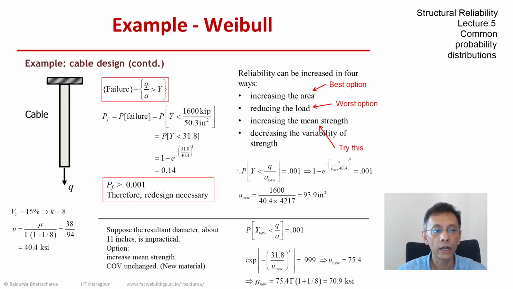So that gives us an expression in terms of u, and with that we can find the new mean, which comes to about 71 ksi. So if I can find a material which gives me that strength, I'll be able to use it and keep the same diameter. Obviously there are questions like, is the material ductile as before, or is it too brittle, and is that going to serve my purpose? But those discussions are beyond the scope at this point.